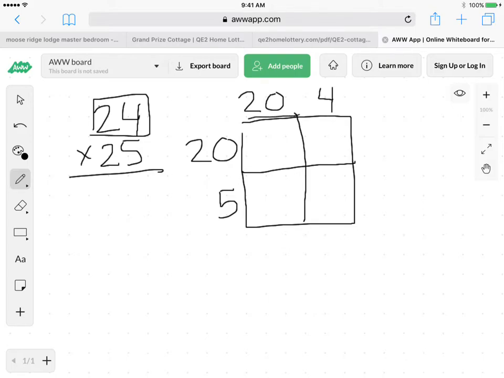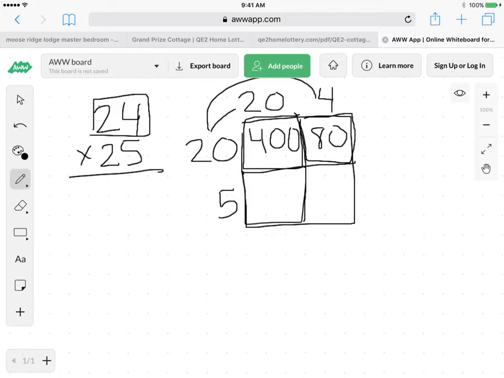Now this square right here is really going to be 20 times 20. The answer to that goes in here. Now 20 times 20 is easy because you really only have to do 2 times 2, and that's 4. And then you put the 2 extra zeros in, so it's going to be 400. This square right here is going to be 20 times 4. So 20 times 4 is 2 times 4 is 8, and then I put the 0 in.